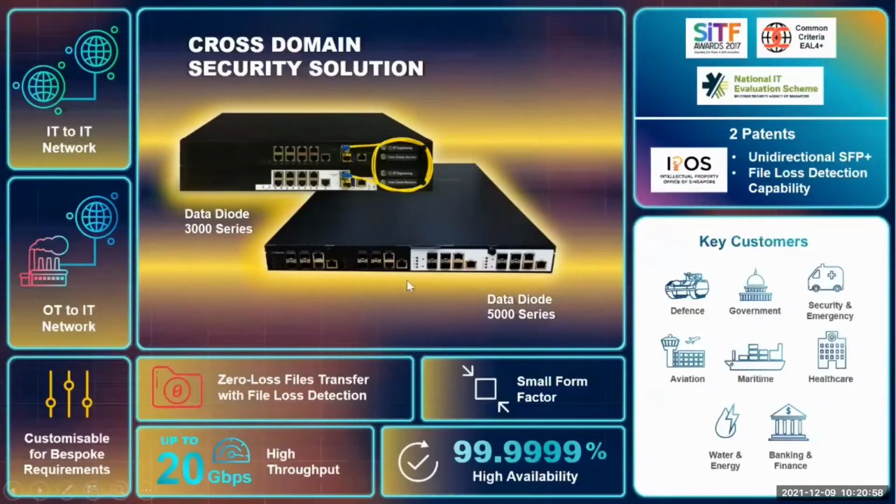The 5000 series is our new product range. The key features are zero loss file transfer with file loss detection, higher performance, higher throughput, up to 20 Gbps, high availability, and small form factor.